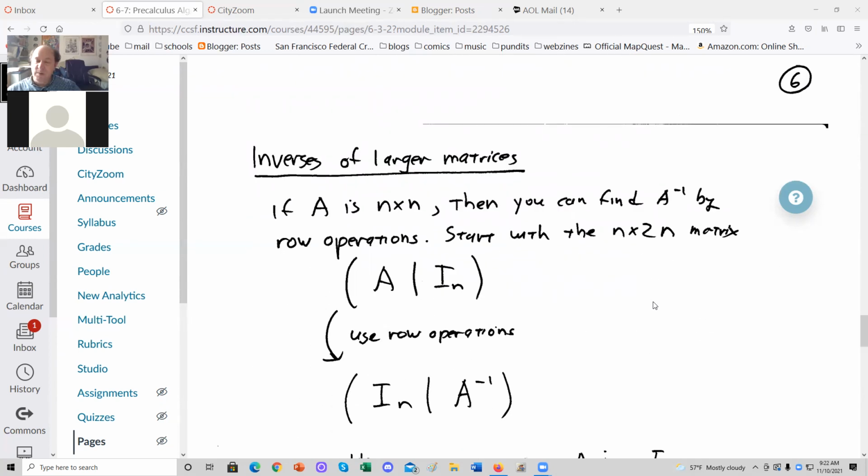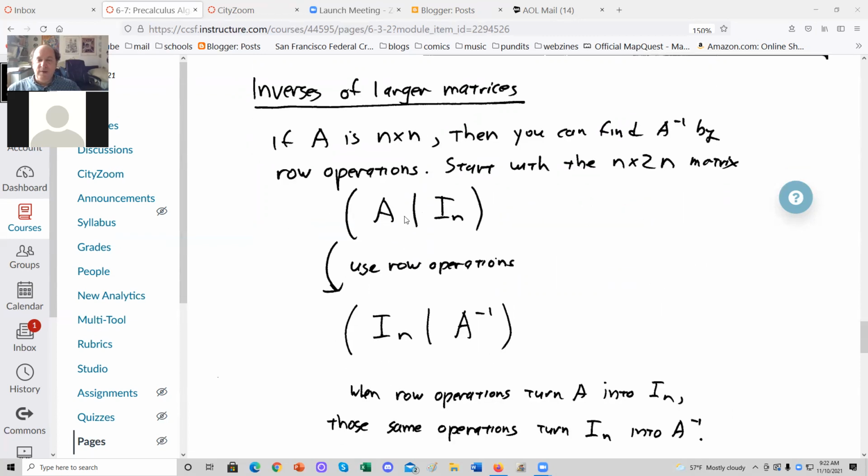Now that's for 2 by 2 matrices. Higher matrices, it's a little more trouble. And in a certain sense, it's diminishing returns because basically what you do is use row operations to find the inverse. But you use row operations to solve linear systems anyhow. So it's just sort of the same thing again.